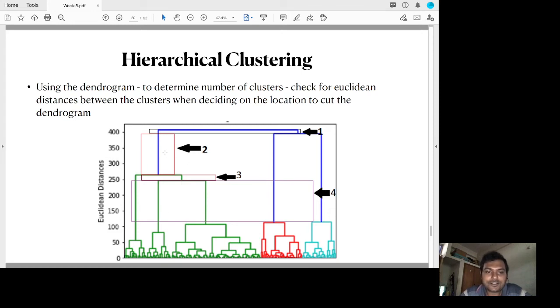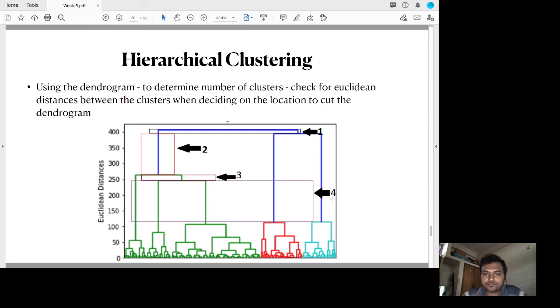So finally we can choose either 2 or 4. If you cut it at the second rectangle in this particular dendrogram, you will get 3 clusters: green, blue and red. If you cut it at the fourth rectangle, you will get 1, 2, 3, 4 and 5. You will get 5 clusters if you cut it at the fourth level. So is this clear now, how to use the dendrogram to select the number of clusters?